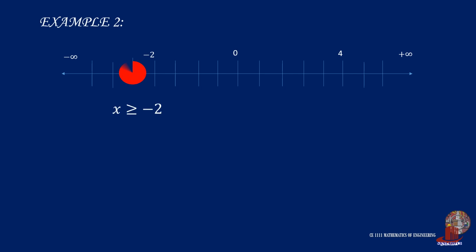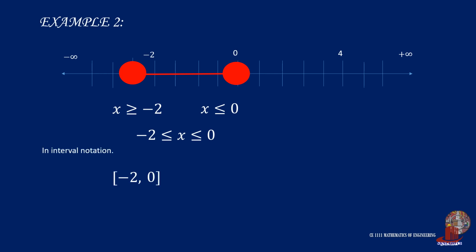So, if we integrate the example's interval notation, we can start with the number line, marking negative 2 and 0. Recall again that with the equal sign with the inequality, we use brackets. Thus, the interval notation is negative 2 and 0, both enclosed with brackets.